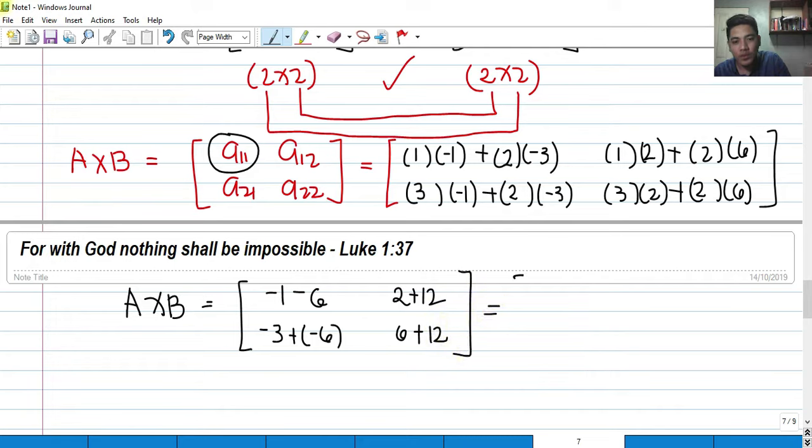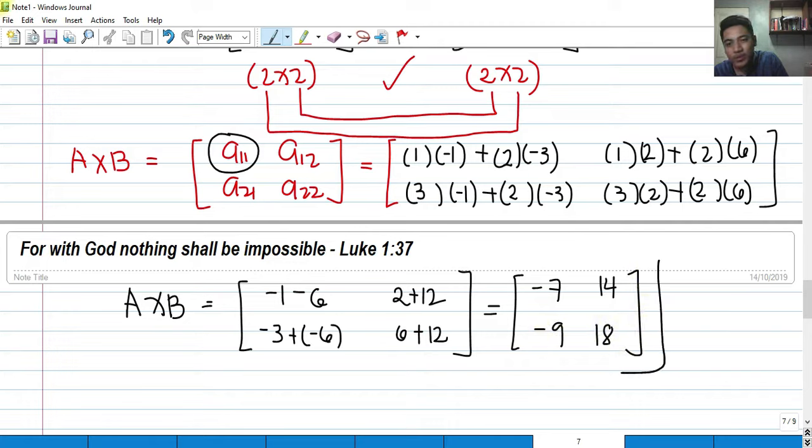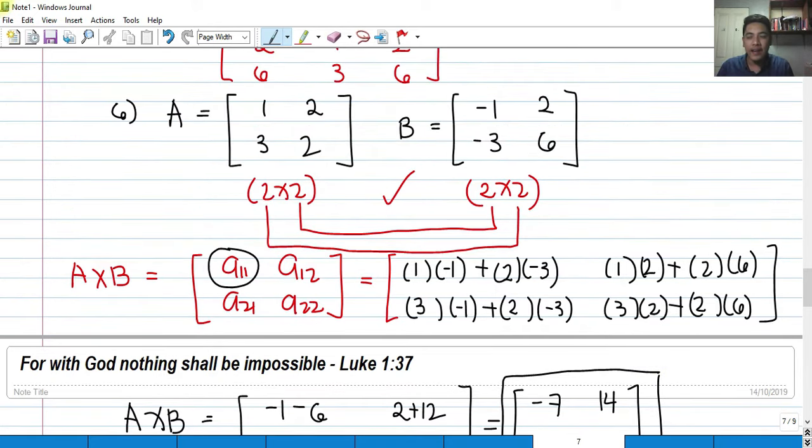Okay? So our resulting here is -1 minus 6 is -7. 2 plus 12 is 14. Okay? 3 plus -6 would result to -3 minus 6, that is -9. 6 plus 12 is 18. That is the multiplication of our matrix A and B. Okay?